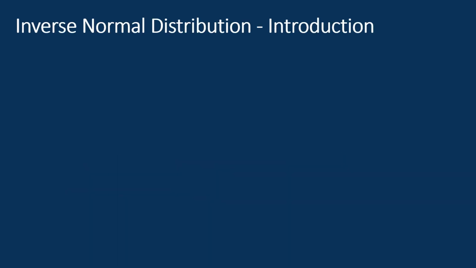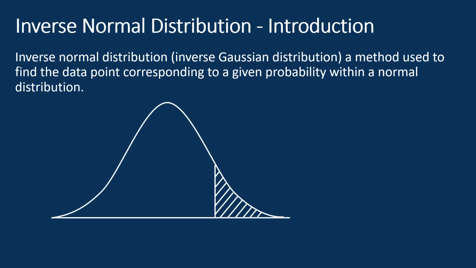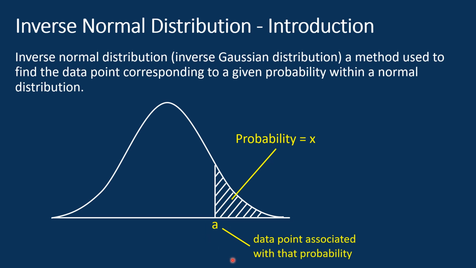The inverse normal distributions, also known as the inverse Gaussian distributions, is a method used to find the data points corresponding to a given probability within a normal distribution. In other words, if you know the probabilities of a particular outcome, the inverse normal distribution helps to find the data point associated with that probability.